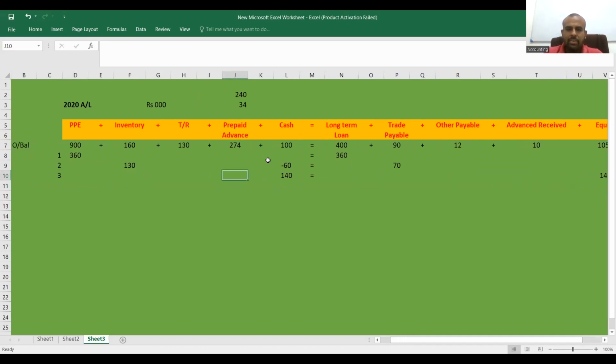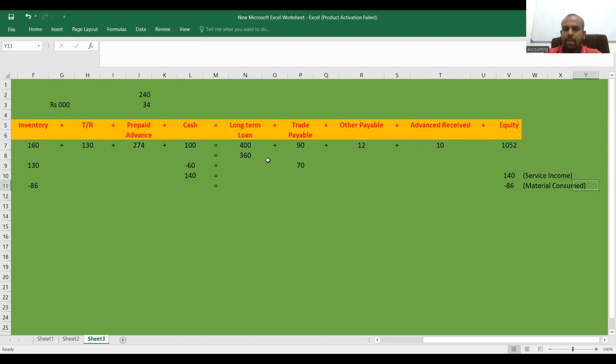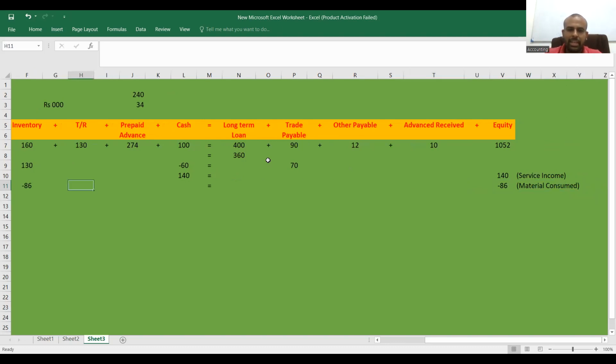To generate this 140,000 income, you have spent 86,000 worth of inventory. Your inventory balance then reduced by 86,000. So that 86,000 you need to recognize as an expense. You call that raw material consumed. To generate that income of 140, you incur material of 86. So your cash balance increased by 140, equity balance increased by 140, and inventory used for that purpose is 86.